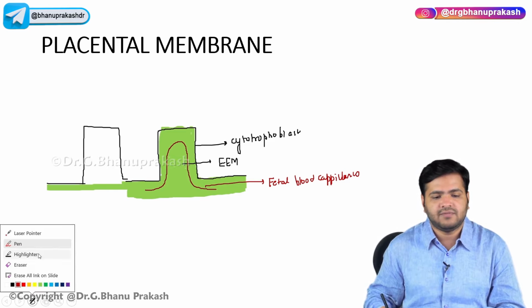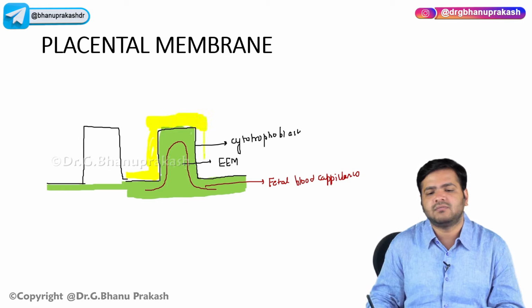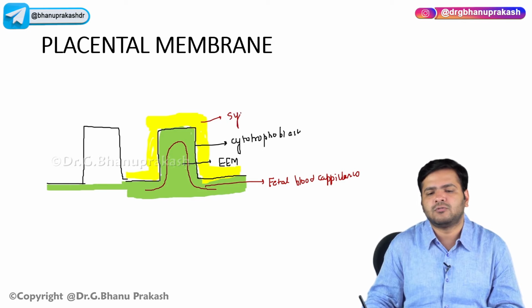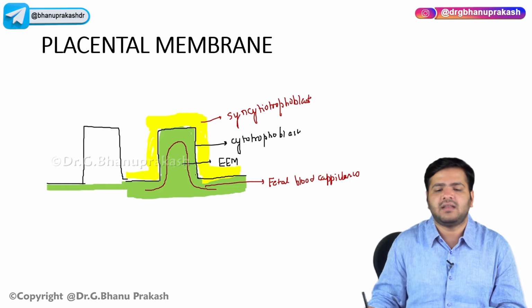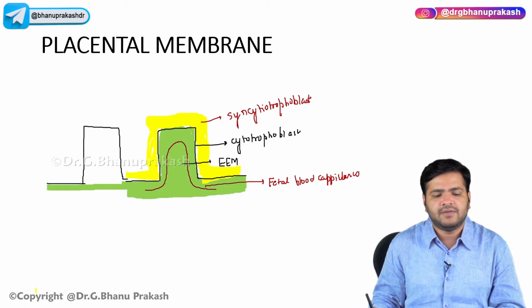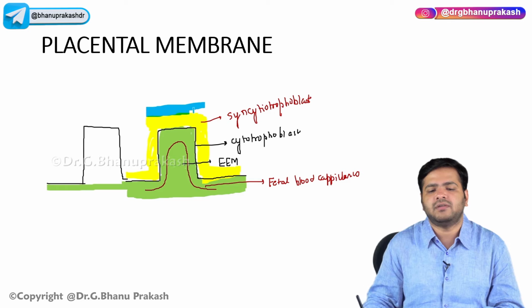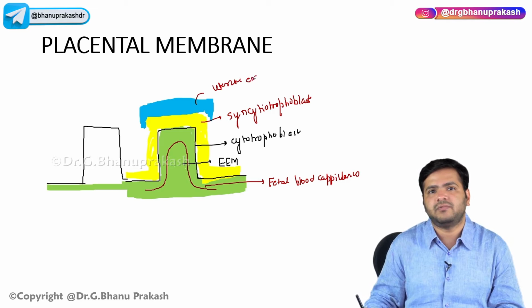And outside, what do we have? Outside, you already know, we have the Syncytiotrophoblast. Yes, this is the Syncytiotrophoblast. And outside the Syncytiotrophoblast, we have the uterine endometrium. Just try to mark this. This is the uterine endometrium.